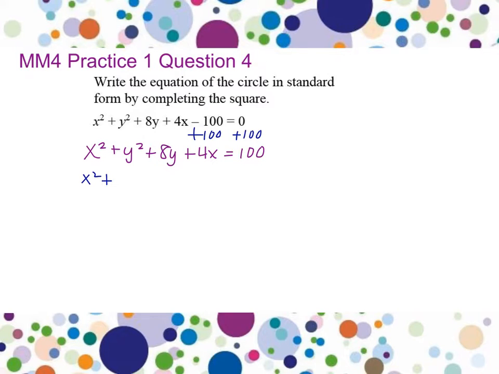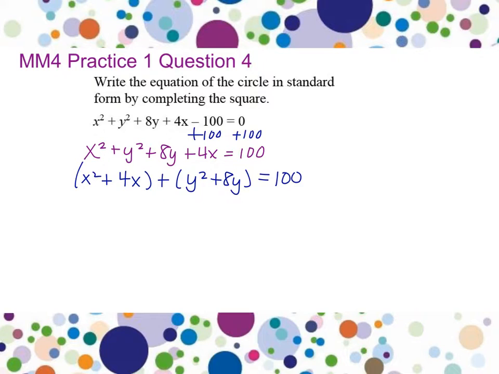X squared plus 4x is going to go in its own set of parentheses. And then y squared plus 8y in the other. And you really could have done this in the last step when we move that 100 over, but I like to break it down in case there's a step that you're struggling with.